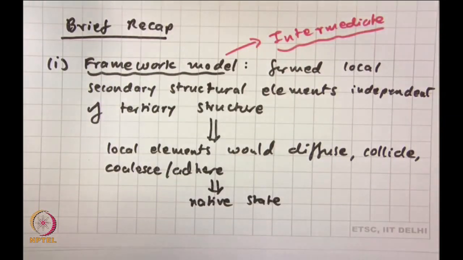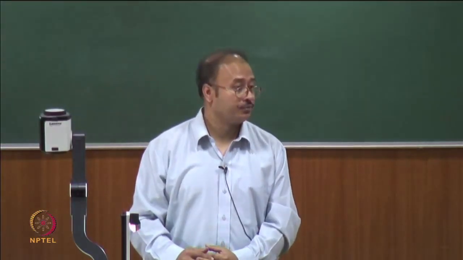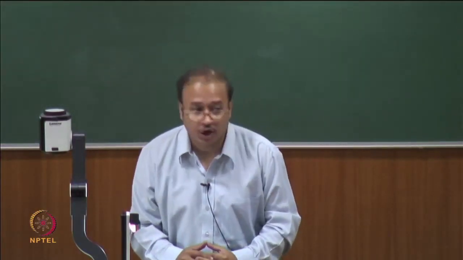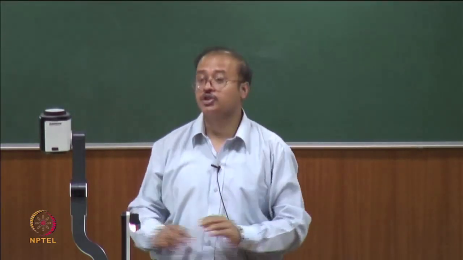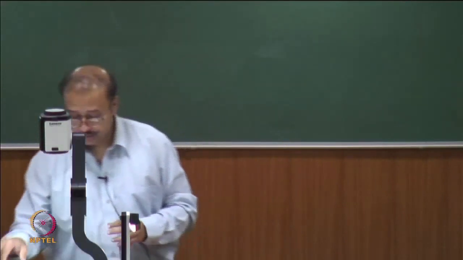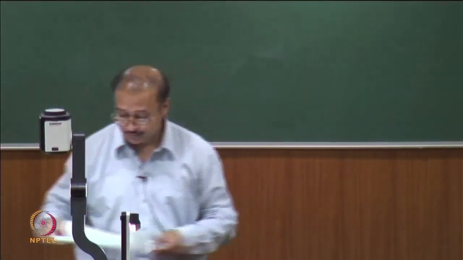And before this nucleation mechanism, almost everyone thought that an intermediate is a must for protein folding. Whether we are able to see it or not is a different issue, but intermediates have to be there, because we are talking about such a complicated scenario, right. So, this was about the framework model.